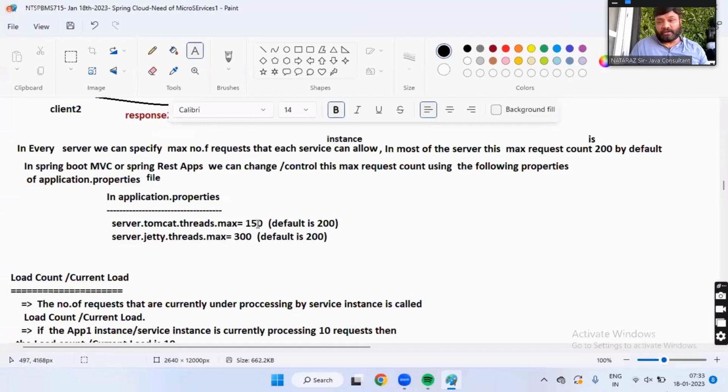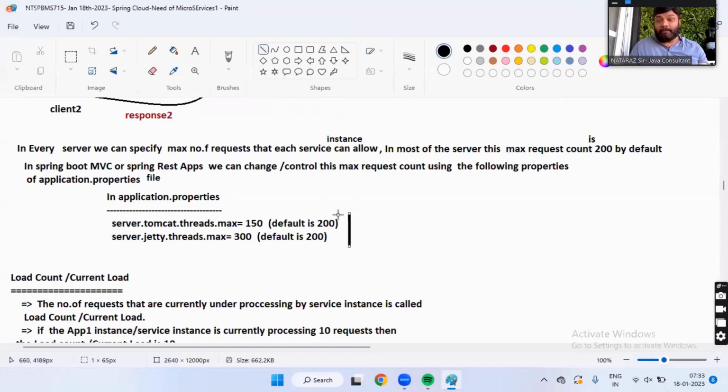If you want to change the max request count of embedded Tomcat, use server.tomcat.threads.max=150. The default is 200, I change it to 150. For Jetty, server.jetty.threads.max=300. The default is 200, I change it to 300. Both of these are for embedded servers.